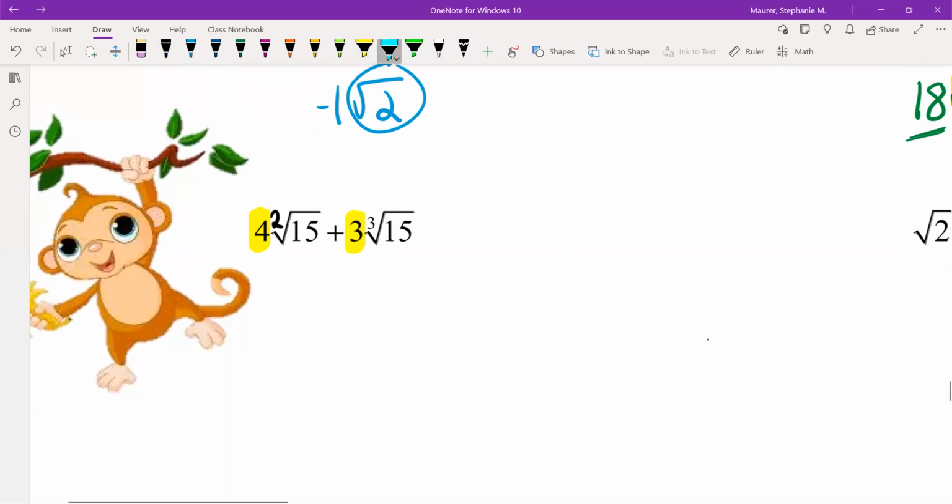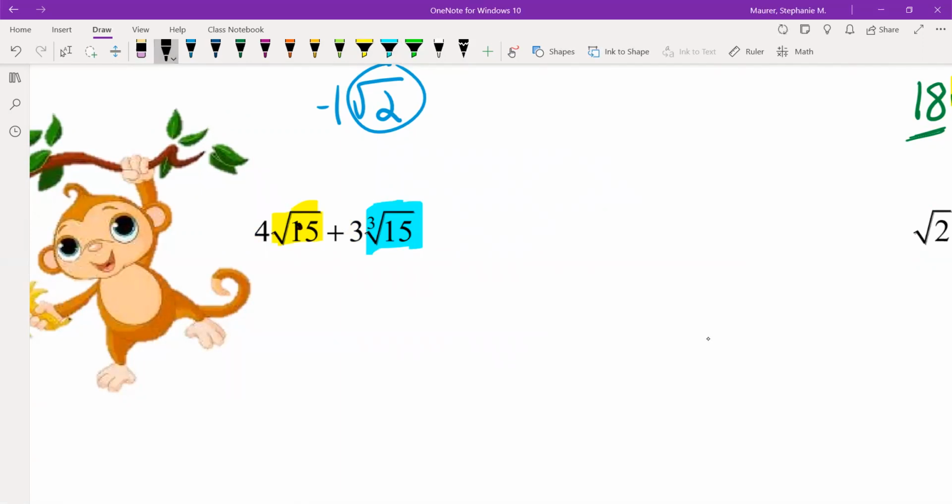Well, check this out. This is a square root of 15. This is a cube root of 15. They are actually different. So one is a square root and one is a cube root. And when we see that, that means that we cannot actually add these.